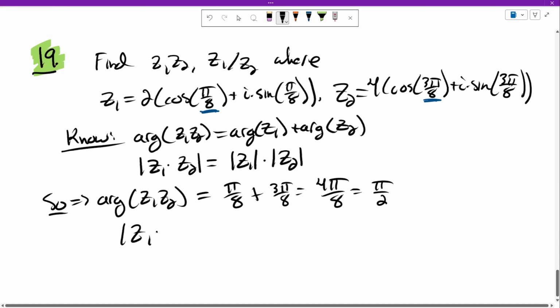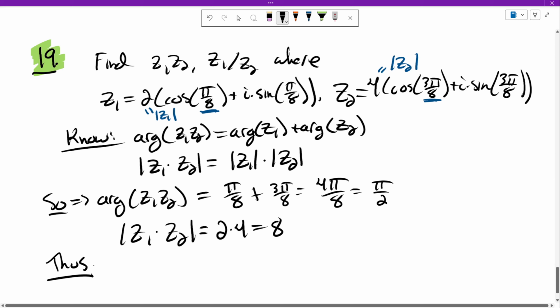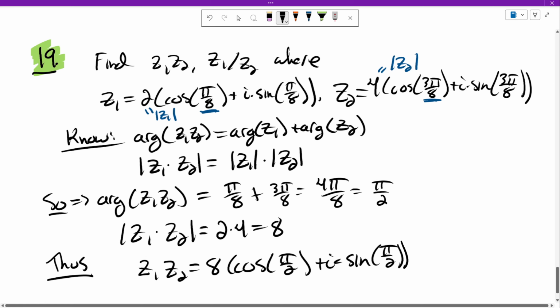Moreover, the modulus of z1 is 2, and the modulus of z2 is 4. So this is 2 times 4, which is 8. So this tells us that z1 z2 is going to be 8 times cosine of pi halves plus i sine of pi halves.